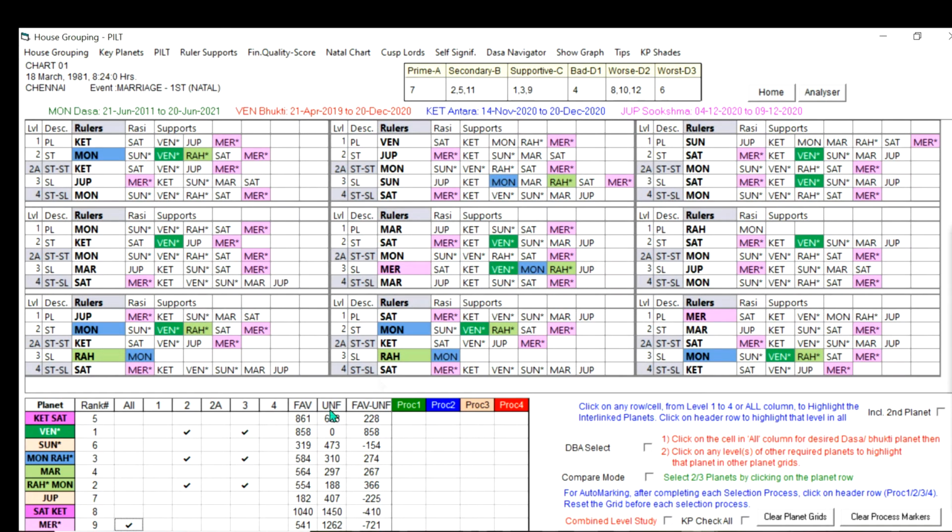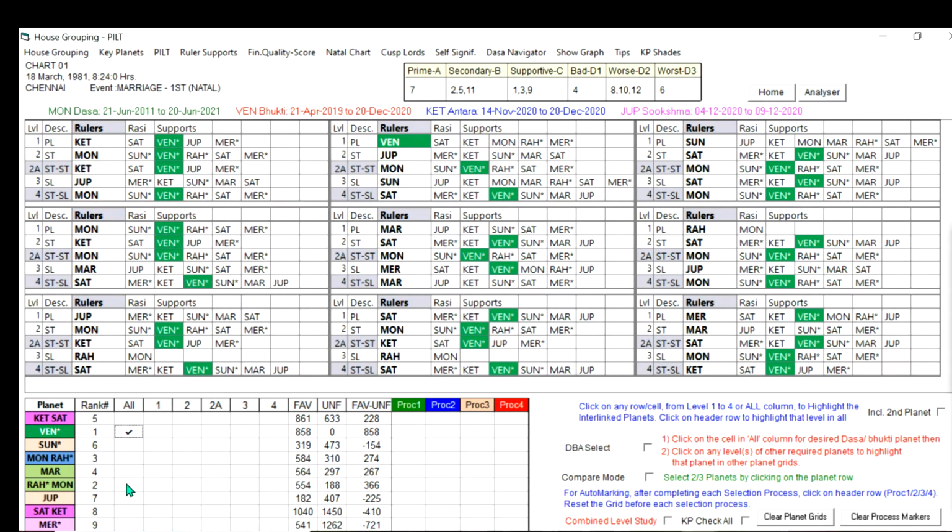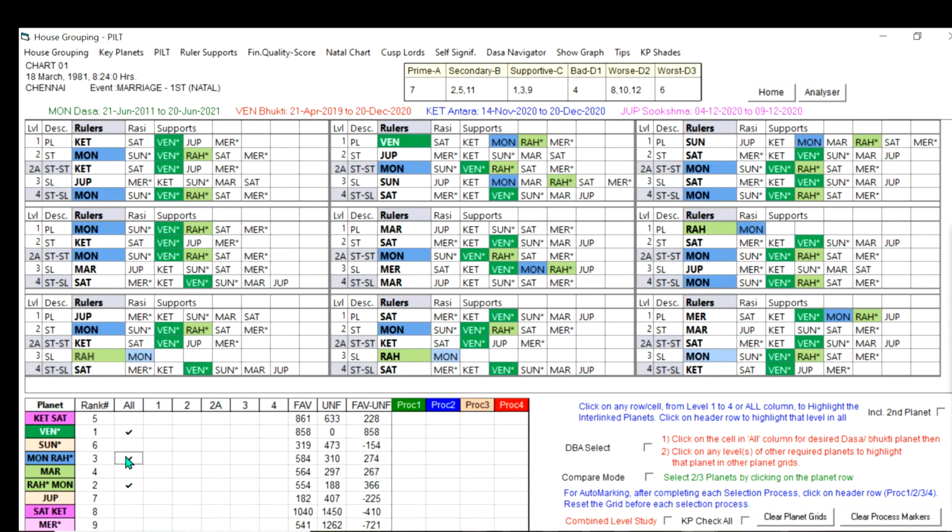Okay, so then you can also clear the planet. You can also check all levels. Rahu, Moon and Moon. If you click on all levels also, it means we have checked only for the second and third level, but you want to check for all levels also.